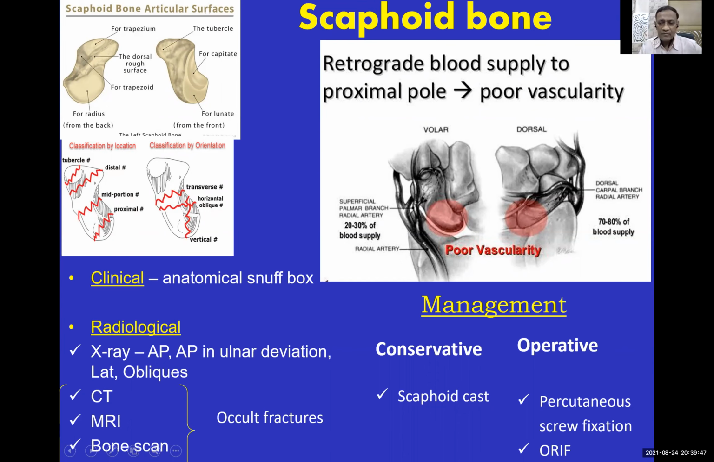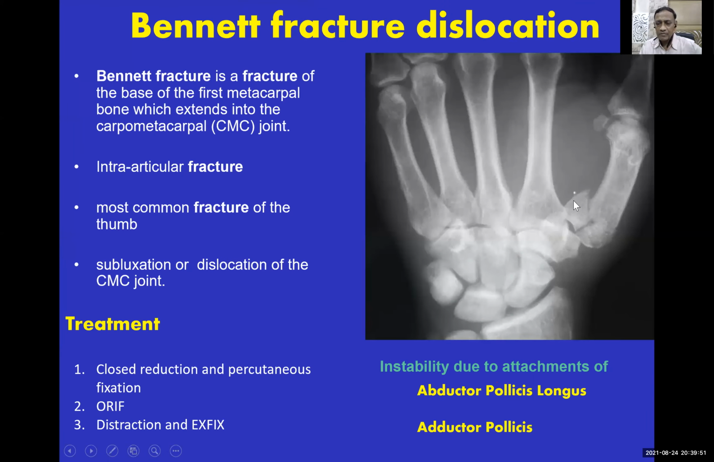Bennett's fracture, again a very popular fracture. Basically, it is a fracture dislocation of the base of the first metacarpal. And why is it unstable? Because of the attachment of these two muscles.